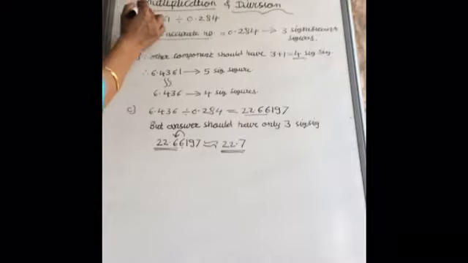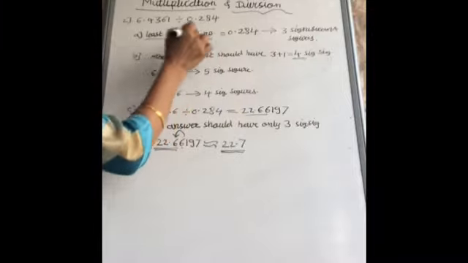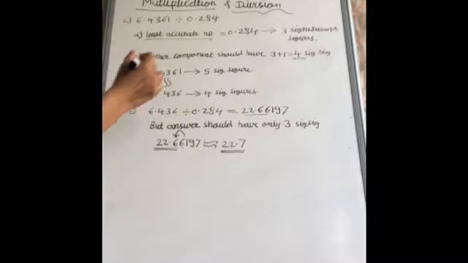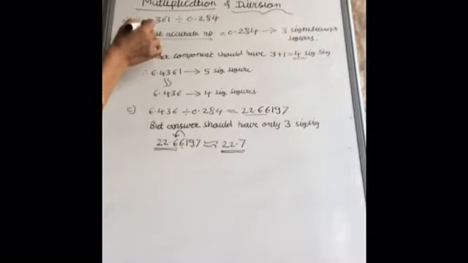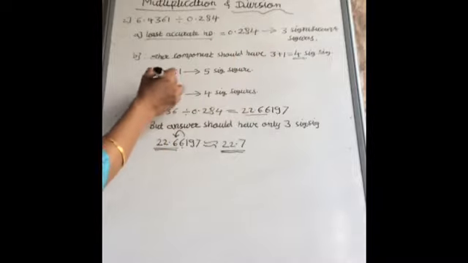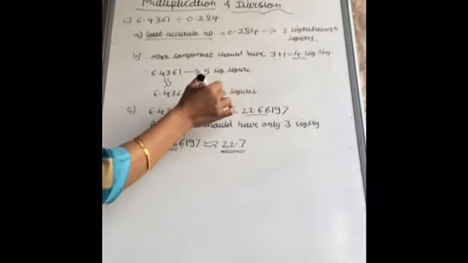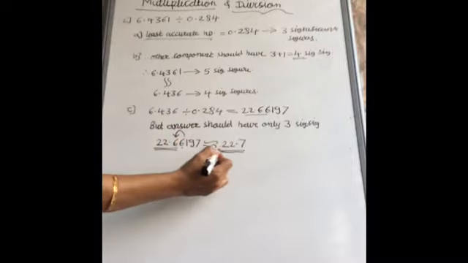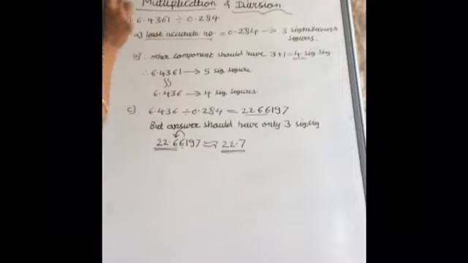So when you do multiplication or division, your first step is to find the least accurate or more uncertain number. Count the number of significant figures in it. The other components should have one more significant figure. Here it is 3, so 3 plus 1 is equal to 4, and the answer has the same number of significant figures as are present in your least accurate number.